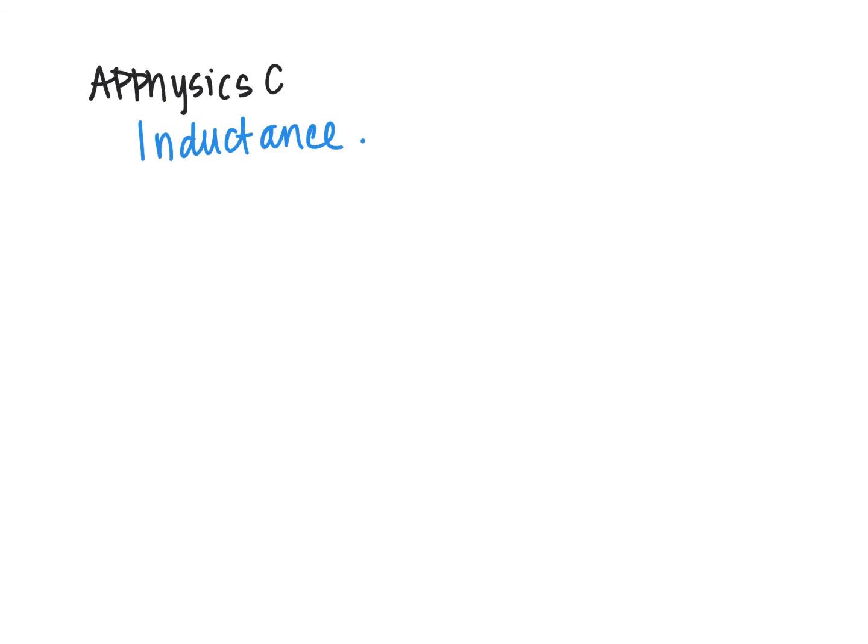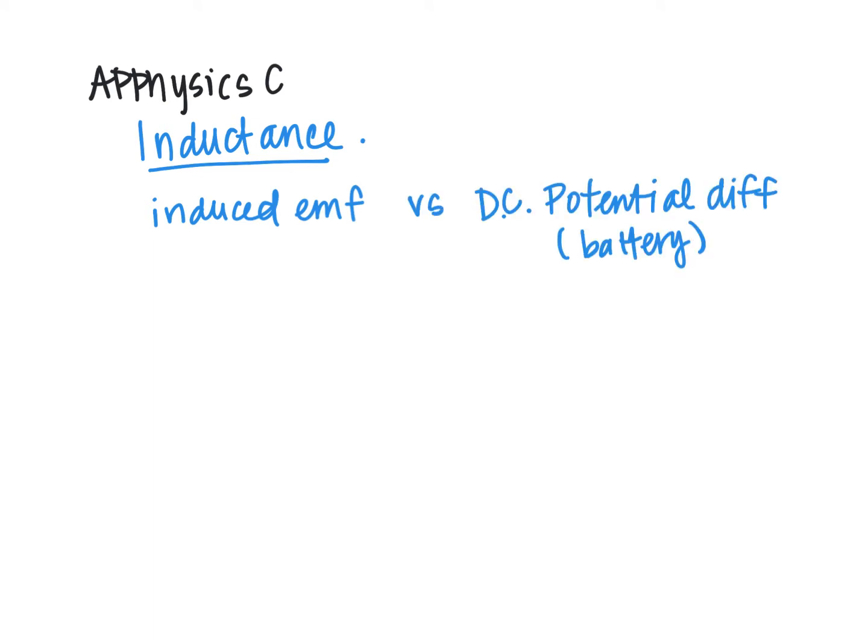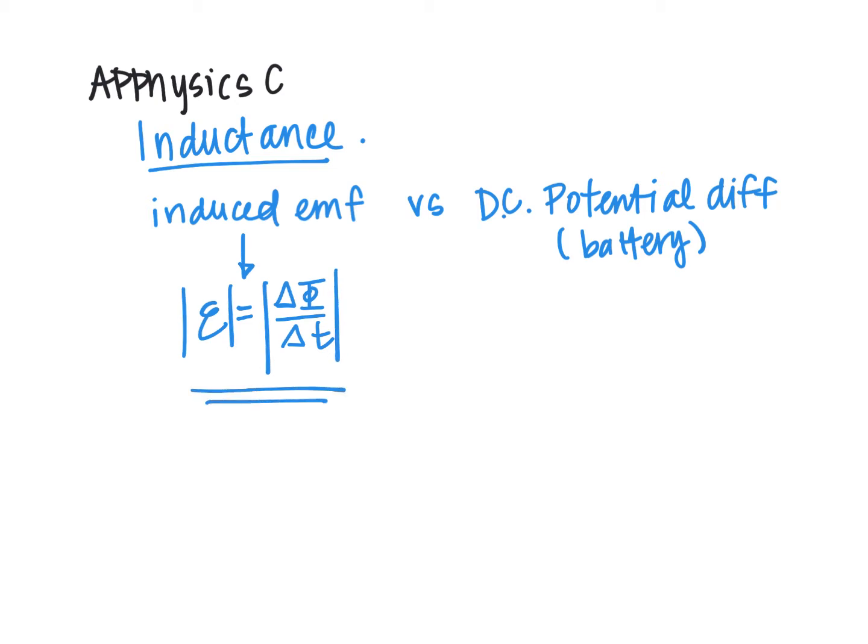So let's consider inductance of a circuit. First of all, we need to make sure that we understand there is a difference between an induced EMF and a direct current potential difference, like from a battery. Our induced EMF is going to be due to a change in the magnetic flux over time. I'll just put an absolute value sign around that so that we're not really concerned at this point with the direction of that potential difference.